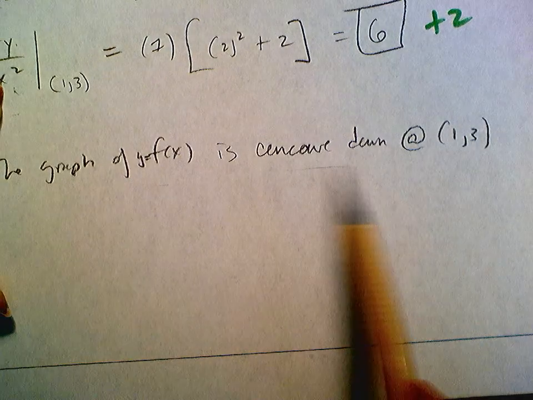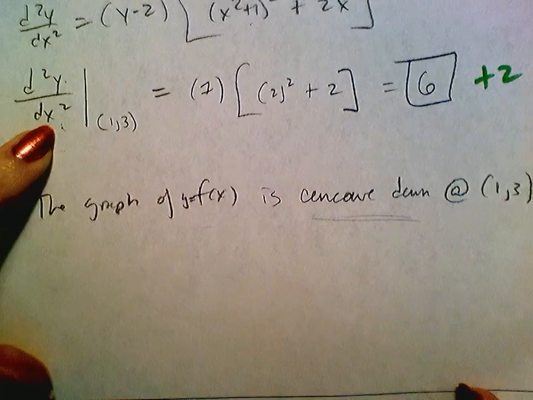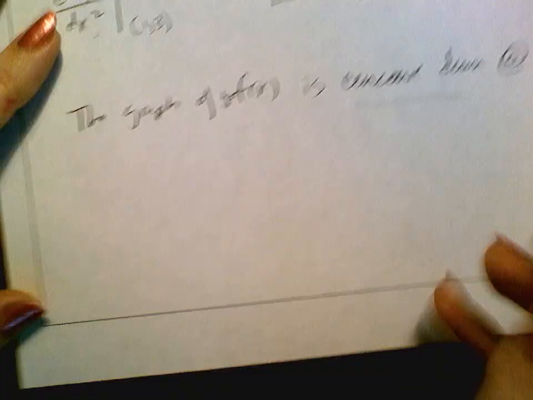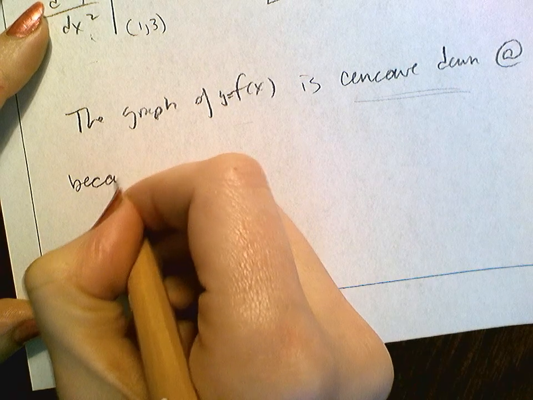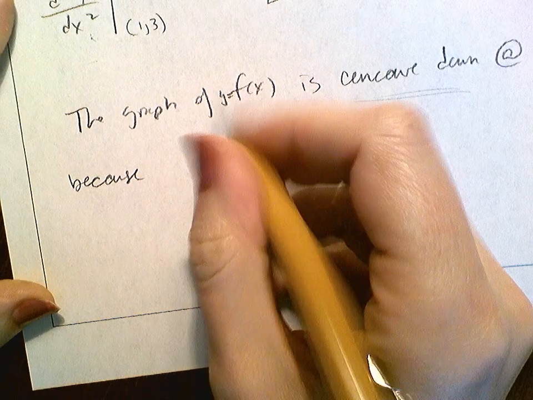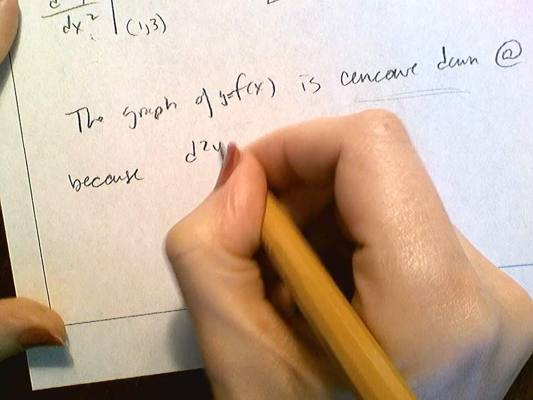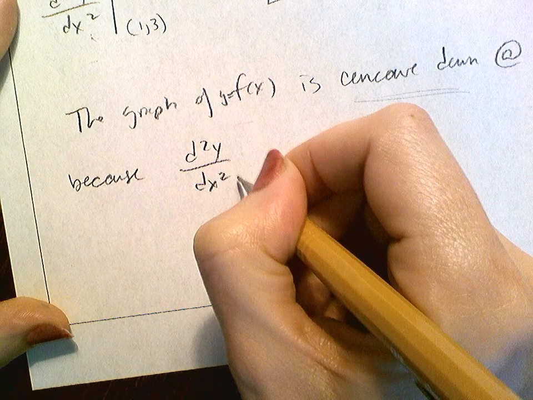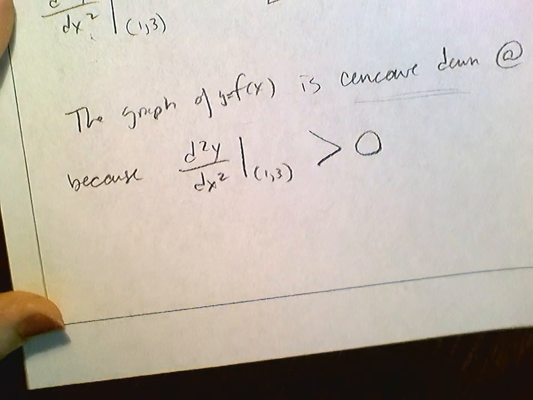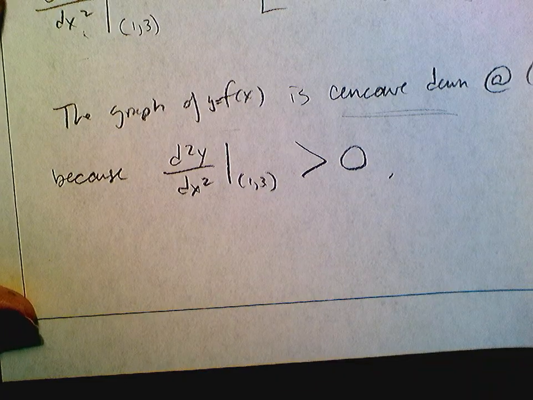When is a function concave down? When its second derivative is negative. So we're going to say because the second derivative of y with respect to x evaluated at 1, 3 is greater than 0.